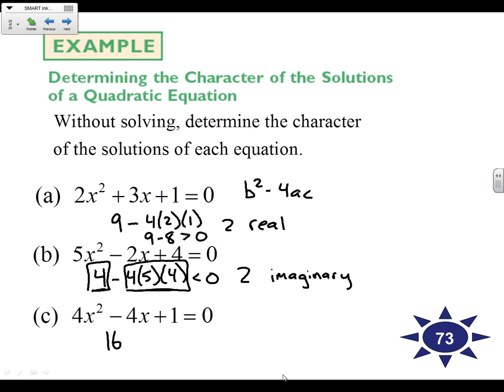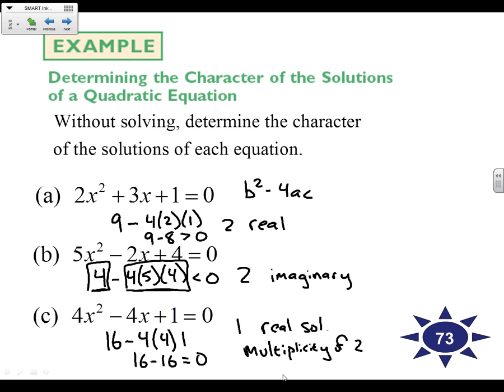b squared is 16 minus 4ac. 16 minus 16 is 0. We have 1 real solution that has multiplicity of 2. It repeats twice. All right, 73 is all yours.